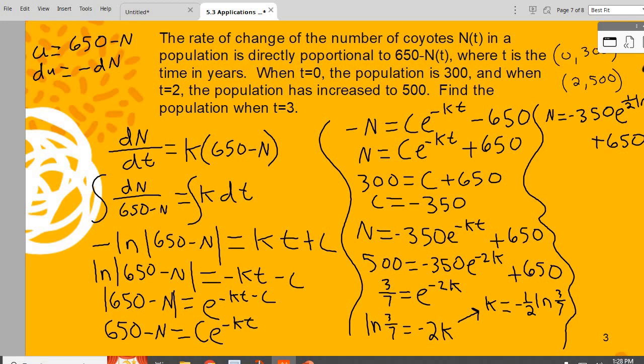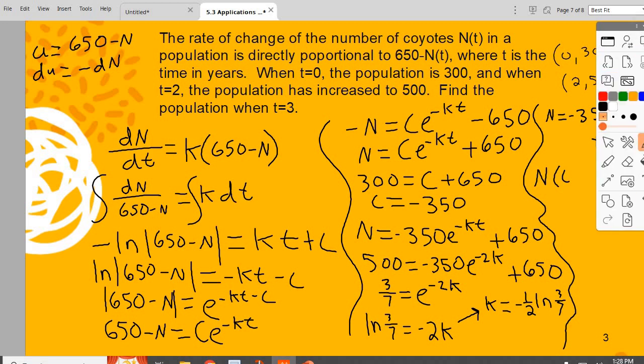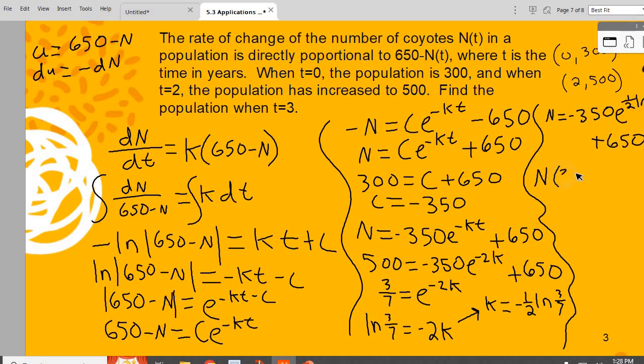So if it just asks you for the model or the function, that would be your answer. But it asks us to find the population when t equals 3. So then what are we doing? Plugging in 3 for t. And then just plugging all of that into your handy dandy calculator. And what do we get?